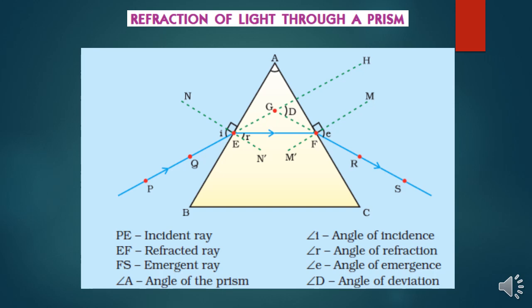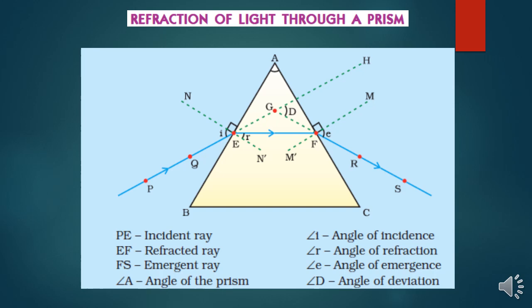So after removing the pins and looking at the drawing, you will see that PE is the incident ray, that is the line on which you put the two original pins P and Q. So here PE represents the incident ray.